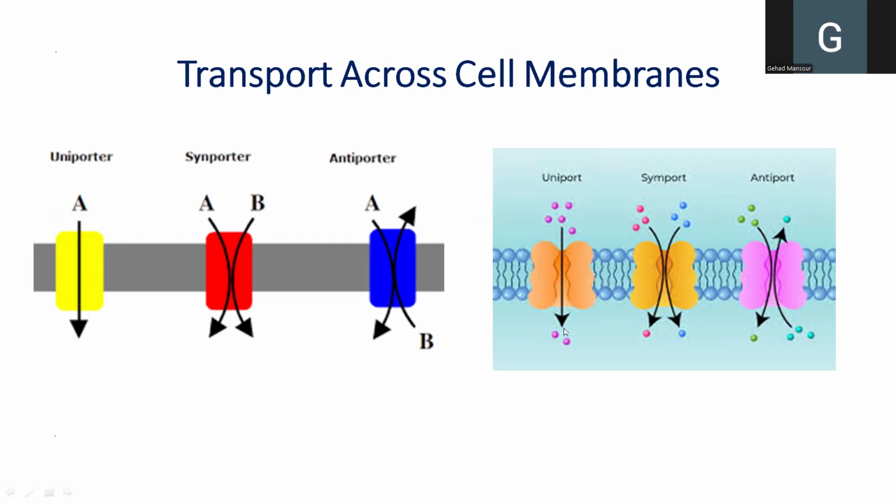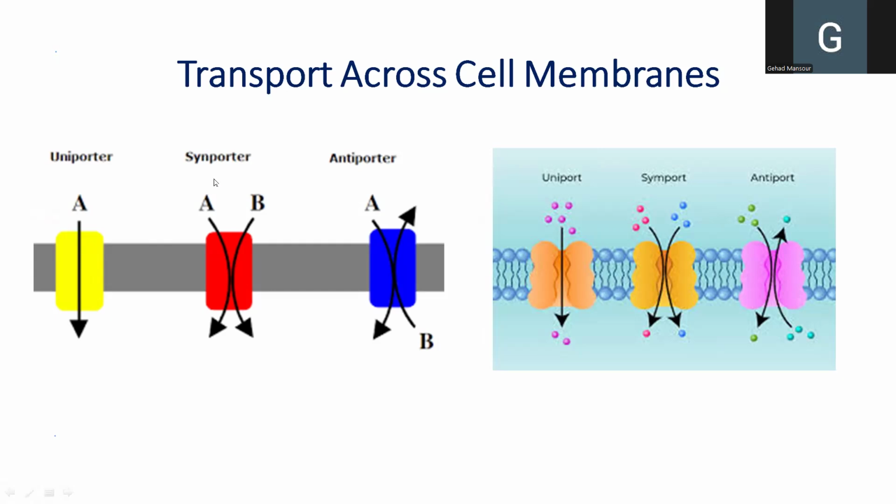We categorize the transporters across the cell membrane into uniporters, symporters, and antiporters. A uniporter is a membrane protein that will transport a substance in one direction only, and it is only one substance. We have just mentioned that, for example, the ion channels are specific, which means that every channel can allow the transport or the passage of only one type of ions.